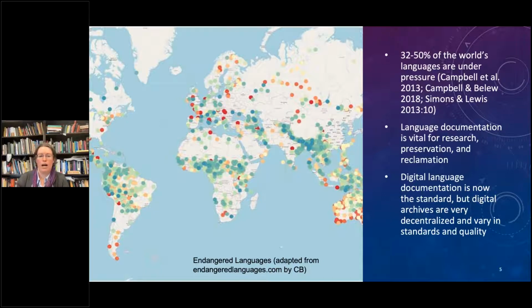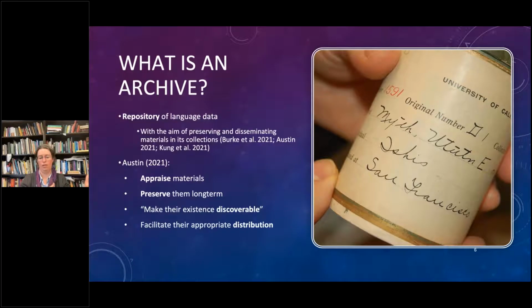However, these digital archives or digital repositories for these works are very decentralized and vary in standards and quality, as do the collections themselves. We felt it was time to think about these sorts of things explicitly. I've also been using the term archive without further definition or explanation, and this is going to be relevant to what we talk about later on as well.